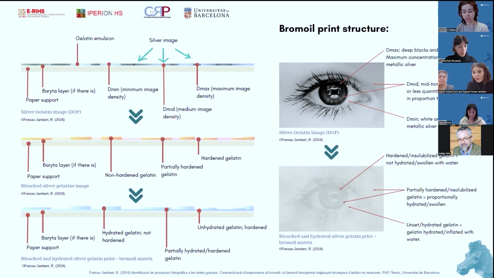The middle tones or grays, called the D-mid areas, have fewer silver particles, and the white areas or the D-min areas have almost none. When the copy is bleached, the main thing is that the metallic silver is removed, that is, the image disappears. And at the same time, the gelatin hardens proportionally to the amount of silver present. It means that the black areas are hardened and the white areas are not. When hydrated in a hot water bath, the white areas or unhardened gelatin swell with water to form a gelatinous relief or matrix, while the D-mid areas swell in proportion to their degree of hardening, and the D-max areas do not swell.